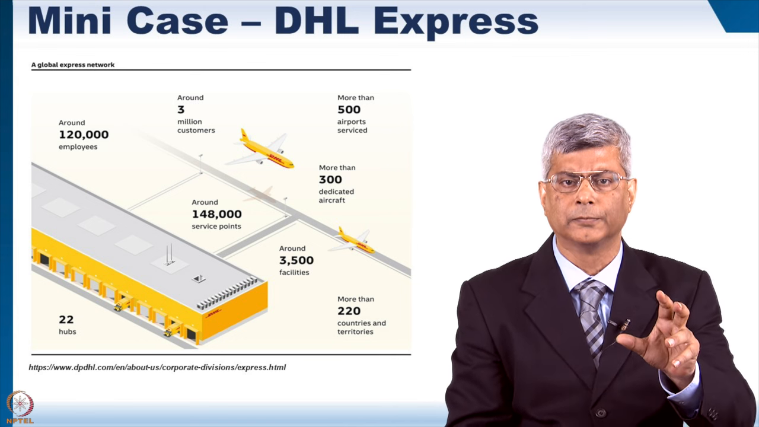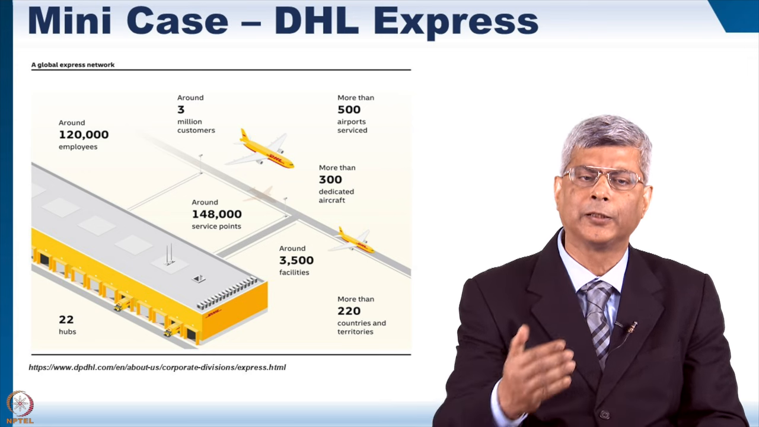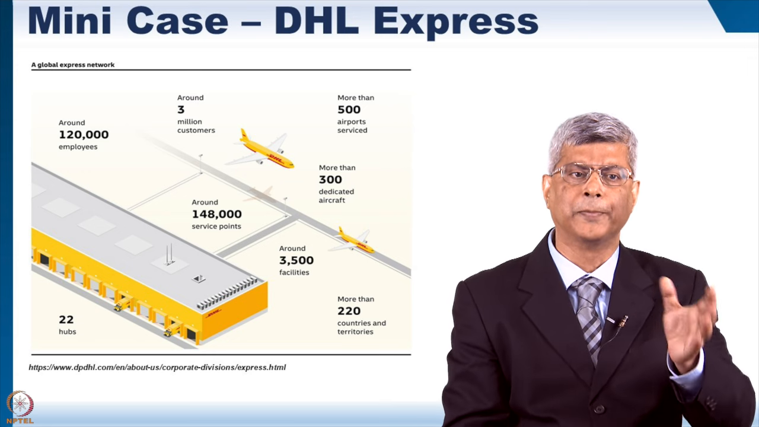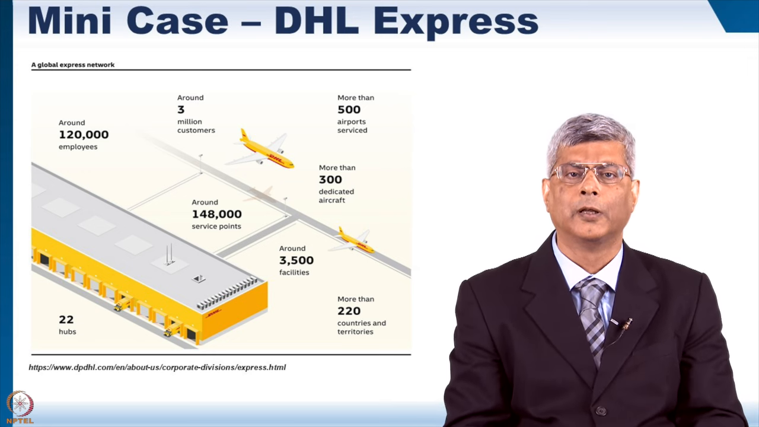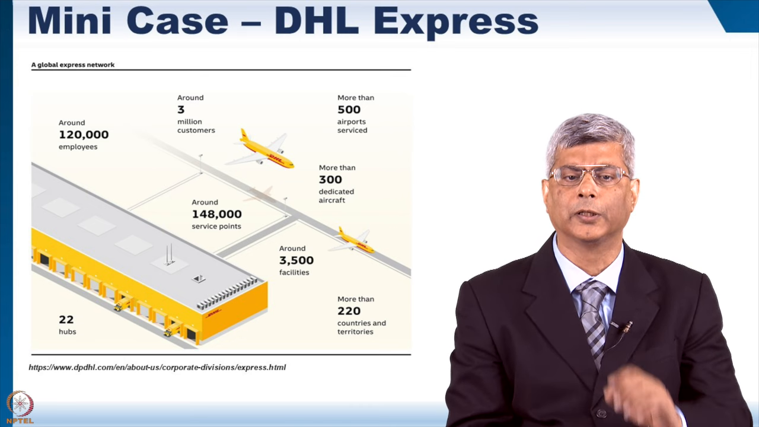So that division has got 120,000 employees. They service 500 plus airports. They have got 3 million customers. And they service 140,000 service points and so on.